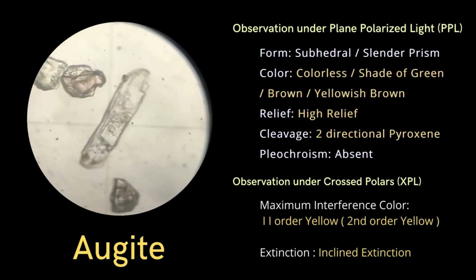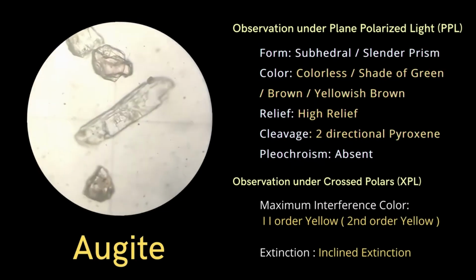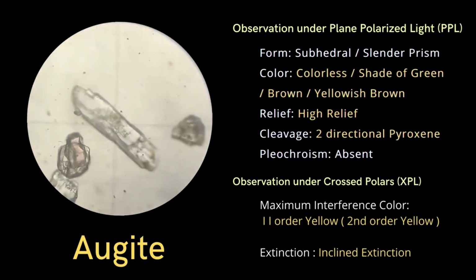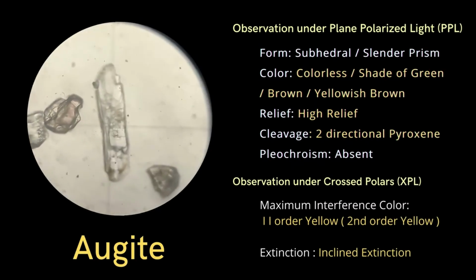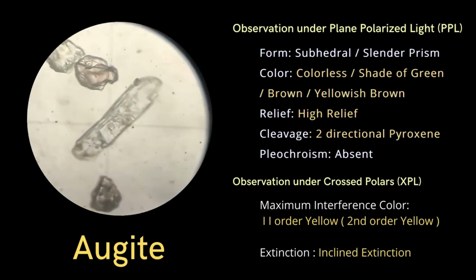It shows high relief, which means the grain stands out sharply against the mounting medium. A key feature of pyroxene is the presence of two directional cleavage, and importantly, pleochroism is absent in augite.